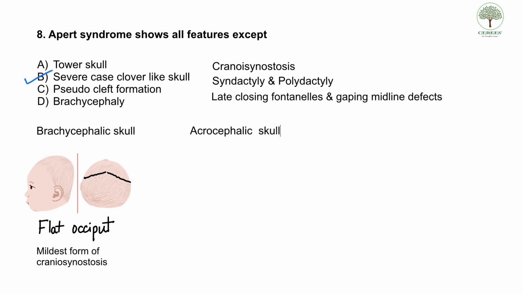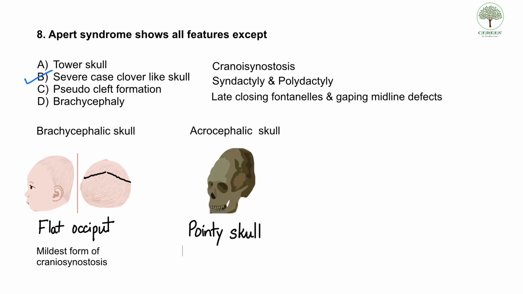Now, the other name for Apert syndrome is acrocephalosyndactyly. So, acro means a pointed skull. So, that's your option A, tower skull. As you can see in this diagram, this looks like the pointy skull or the tower skull. Now, this is a more severe manifestation of craniosynostosis as compared to brachycephaly.